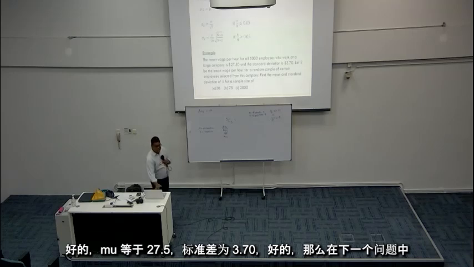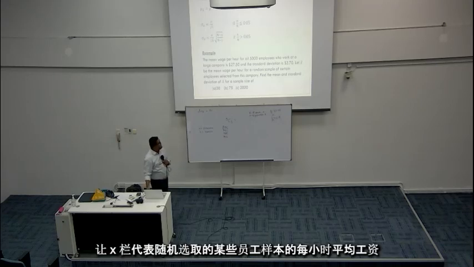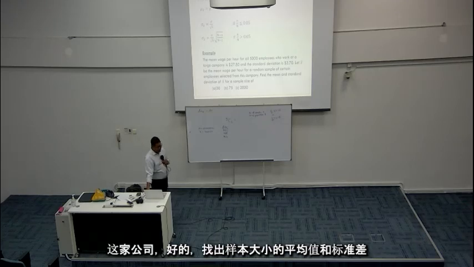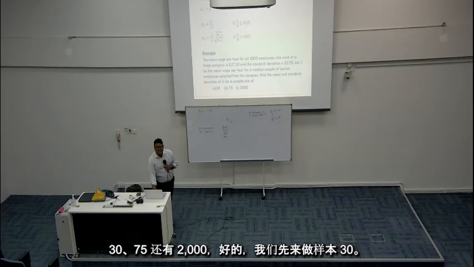The next question: let x bar be the mean wage per hour for a random sample of certain employees selected from this company. Find the mean and the standard deviation of x bar for sample sizes 30, 75, and also 2,000. So let's do the sample of 30 first.